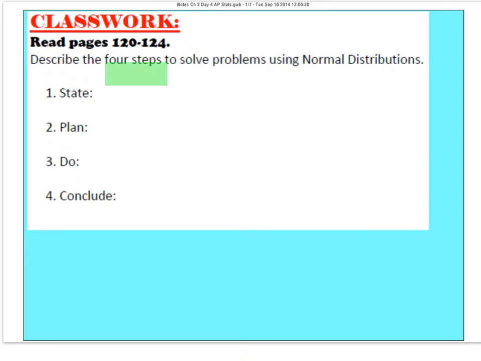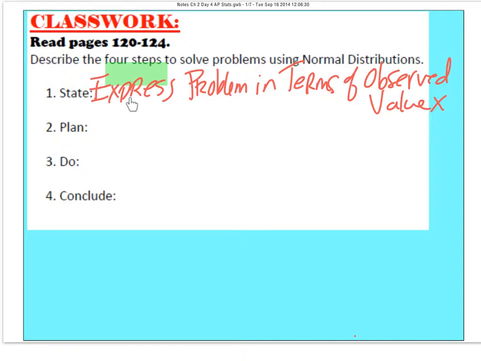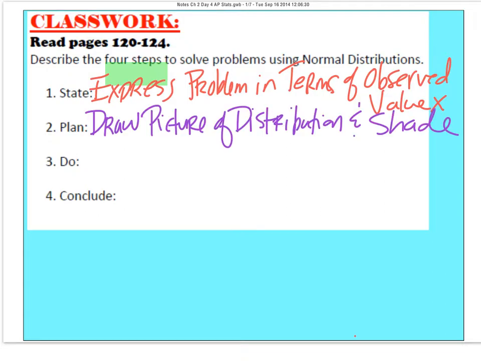So for state, it's basically express the problems in terms of the observed value x. So you basically just talk about what we're going to do in the problem, and we don't have to say a lot here. Now, part 2 is the plan. In the plan, we're going to draw a picture of the distribution and do our shading. And we've done that for all of the previous examples, so we're used to it.